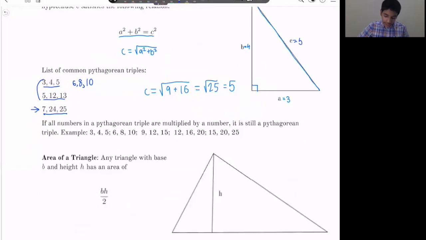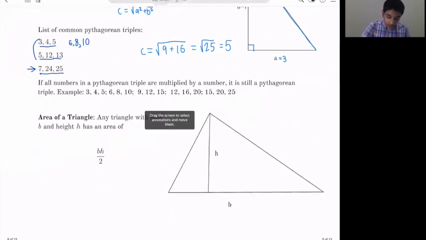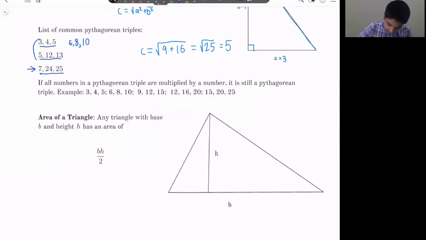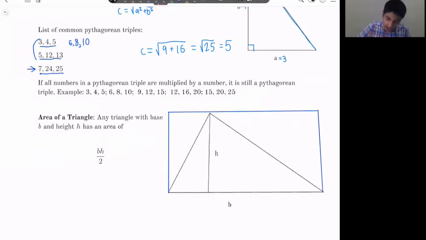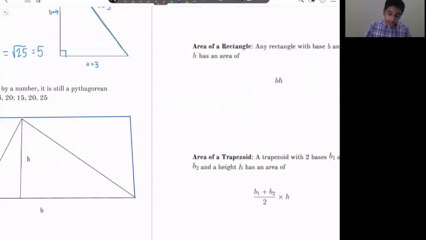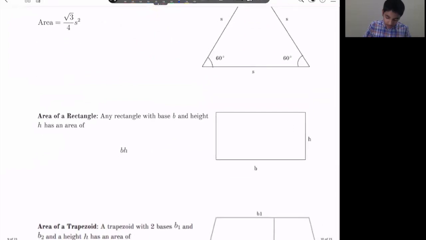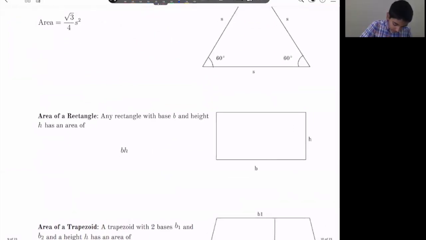Okay, so now we'll move on to area of a triangle. The area of a triangle is just going to be equal to the base times the height divided by 2. And the quick reasoning for this is you can think of drawing a rectangle on top of it. This triangle is going to be just half the whole rectangle. And again, this is also another basic formula. The area of a rectangle is just going to be base times height. So the area of a triangle comes from taking half of the area of a rectangle.